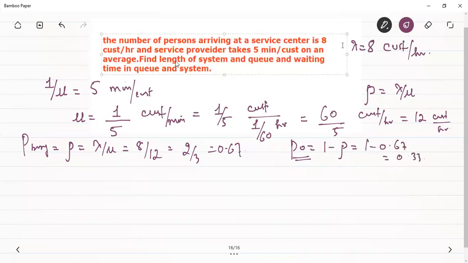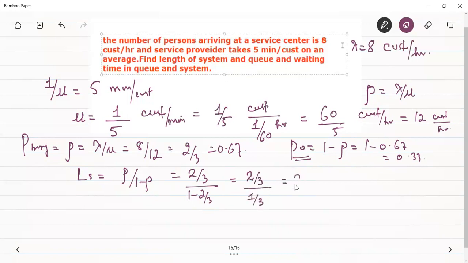Okay, but here in the question we need to find the length of the system and queue. Length of the system, Ls, is equal to rho divided by 1 minus rho. Rho is given by what? Rho is 2/3 divided by 1 minus 2/3. So this will be actually equal to 2 by 3 divided by 1 by 3.